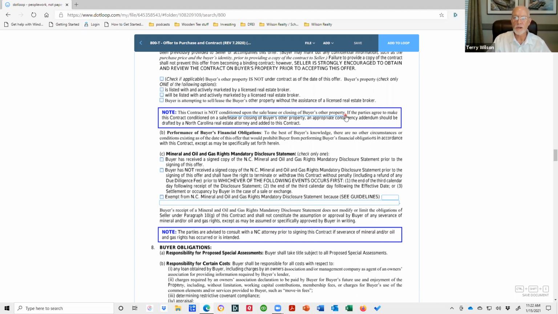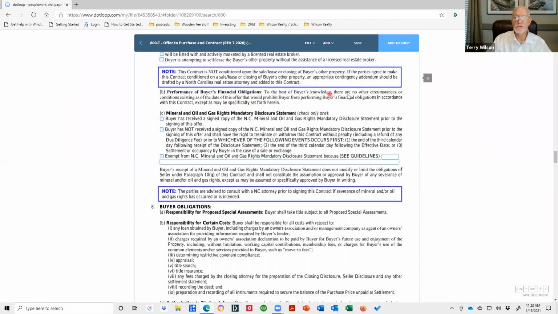If the parties agree to make this contract conditioned on the sale or closing of another property, then the appropriate contingency addendum should be drafted. And the reason it has to be drafted is because the Realtor Association no longer has a contingency addendum. So if the buyer and the seller say, okay, I understand that you have to sell your house, be able to get a loan so you can buy this house that you want me to build, that's fine. We'll make this offer contingent. They're going to have to go to an attorney to have them draft a contingency.